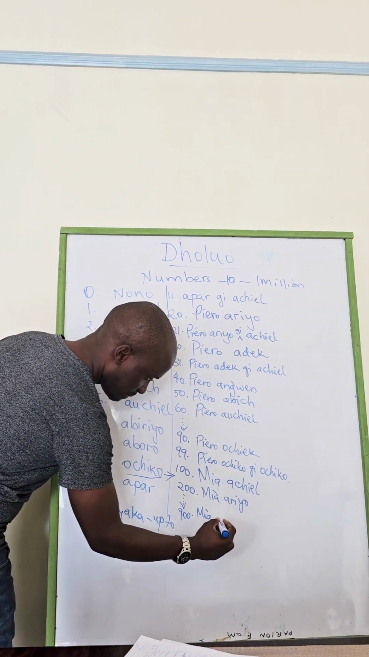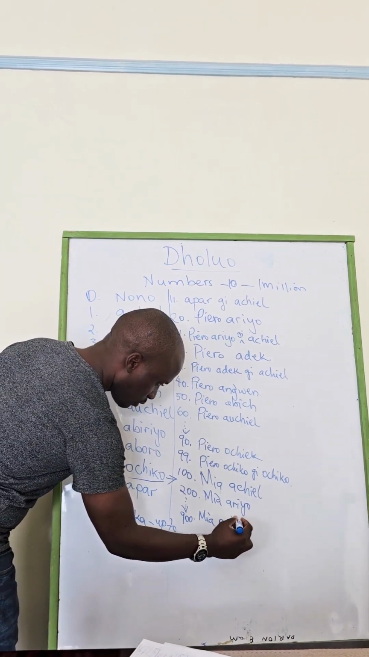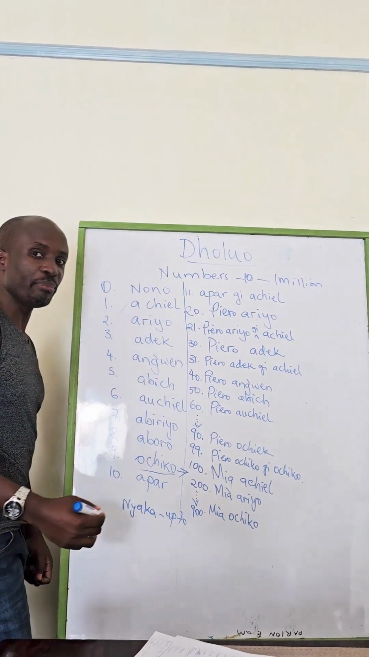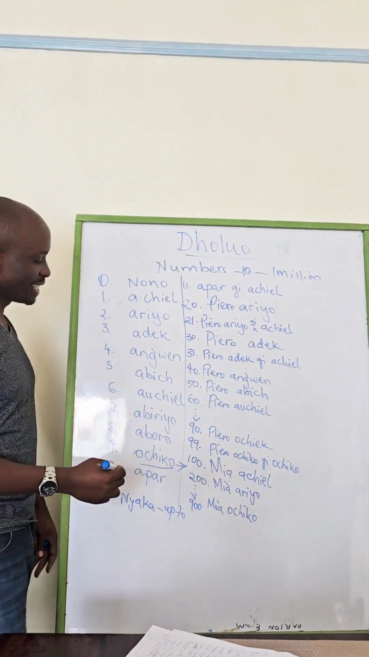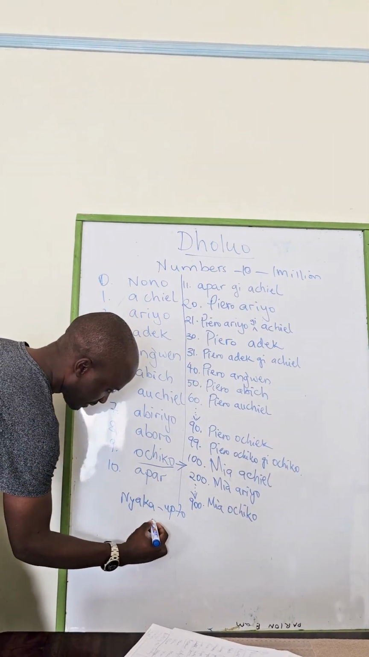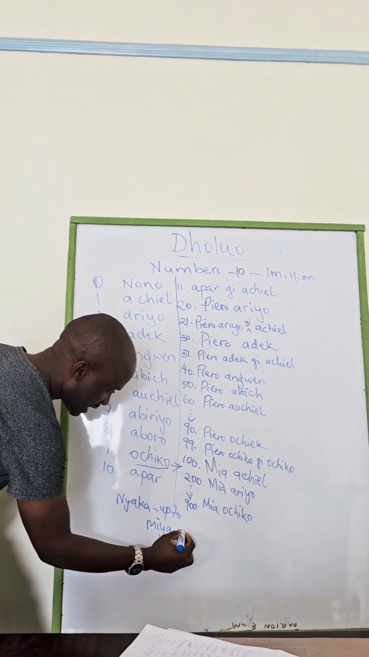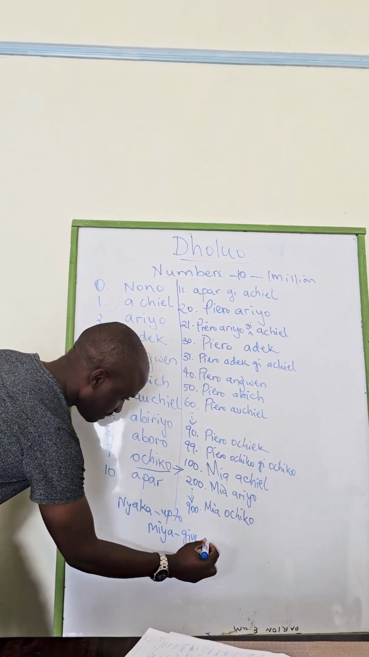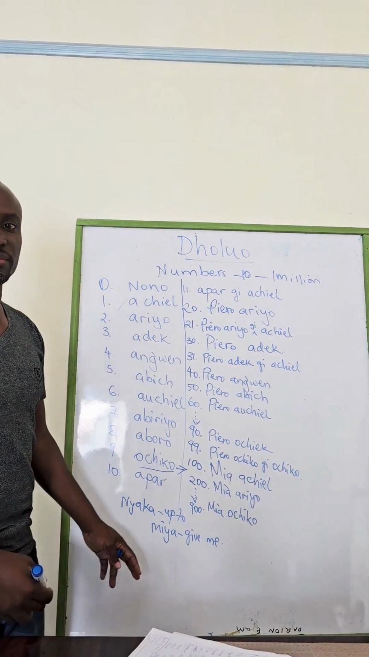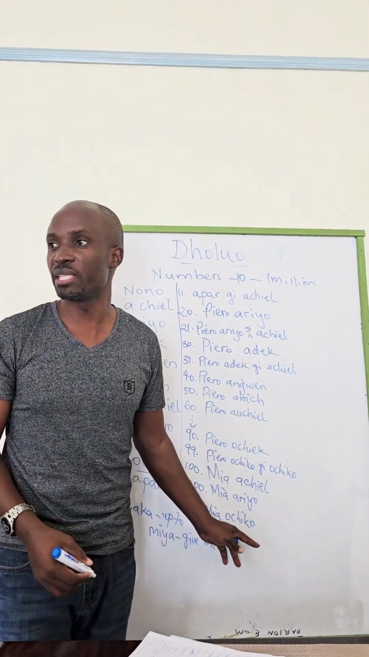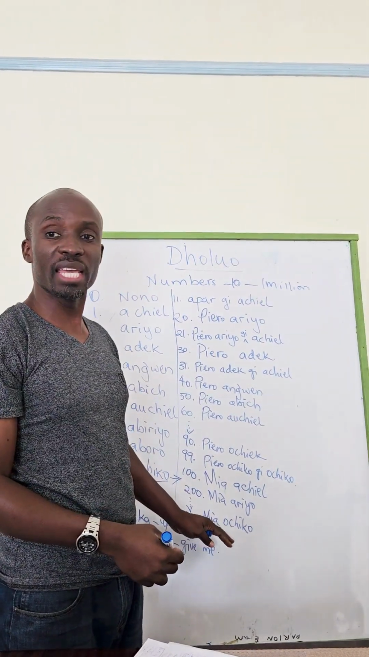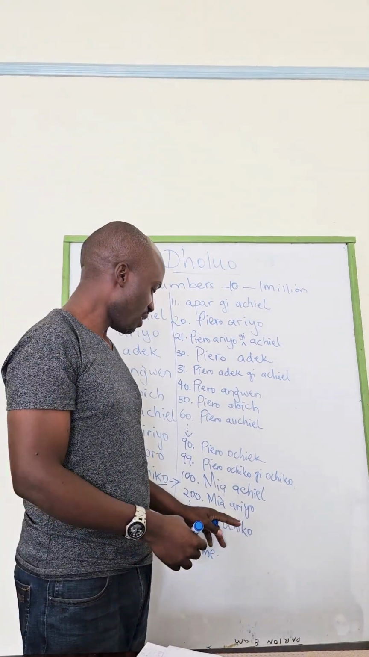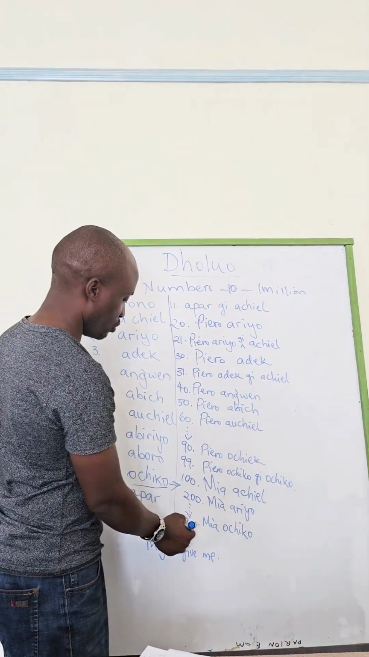Nyaka 900, which is Mia ochiko. You don't say mia ochiko with the wrong tone. If you say it that way, this mia can also mean, let me show you that. Mia means give me. So if you say mia ochiko, it means give me ochiko. So 900 is mia ochiko.